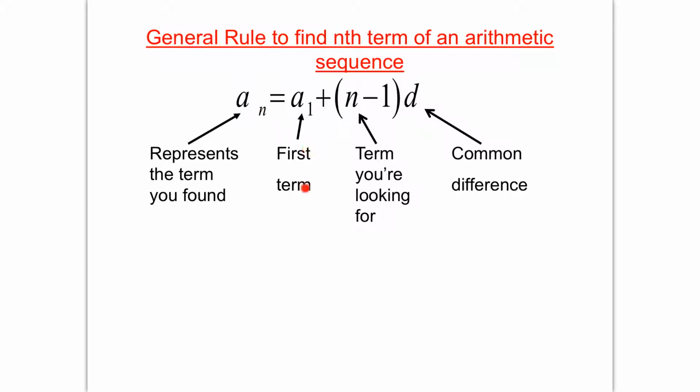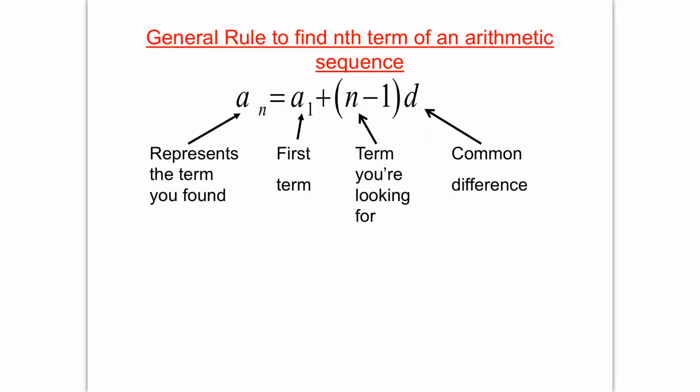a sub 1 is my first term. n is the same n as this one, so if this is 10, this one has to be 10. That's the term that we're looking for; n might be 10, might be 17, might be 27. Minus 1, you always subtract 1 here, and d is your common difference. So this formula helps you find any specific term in that arithmetic sequence.